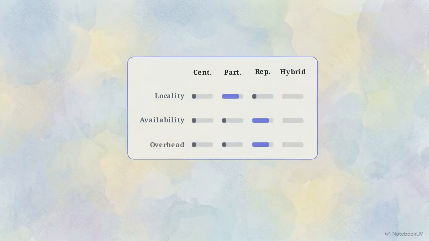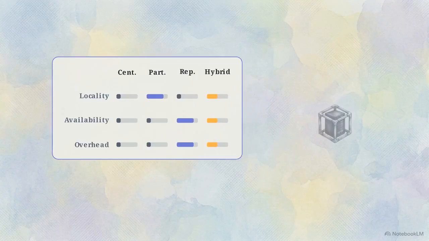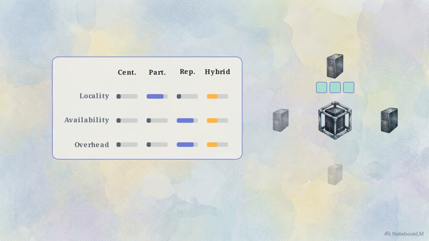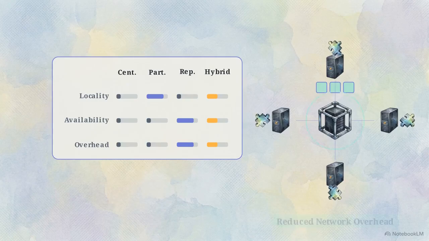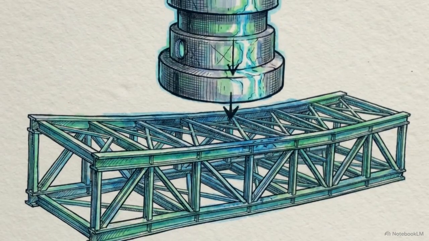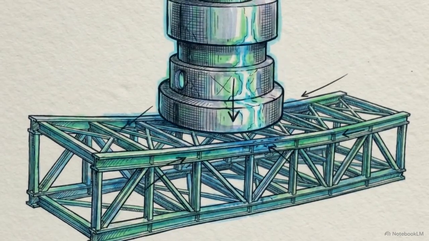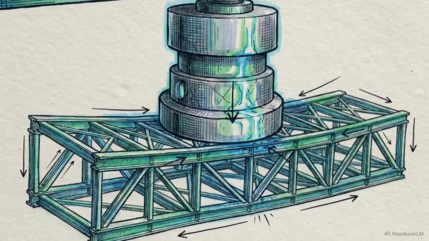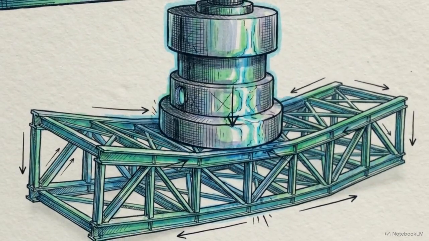Strategy 4 is hybrid allocation. This is a pragmatic approach. Architects replicate only the most critical, highly read data for availability, while strictly partitioning less critical data to save on network overhead. The chosen distribution strategy encodes the system's operational priorities directly into the architecture. It dictates exactly how the network will behave under stress.